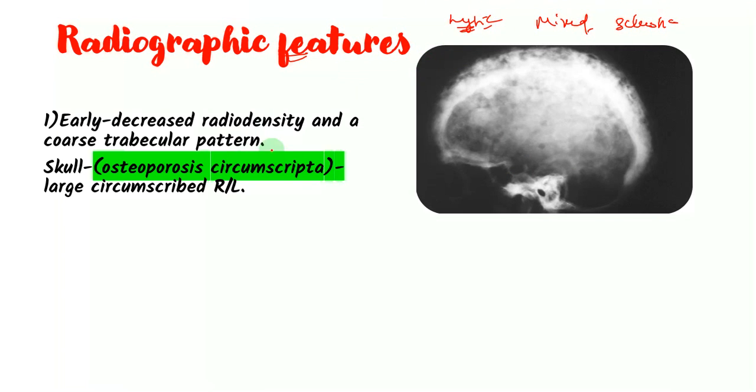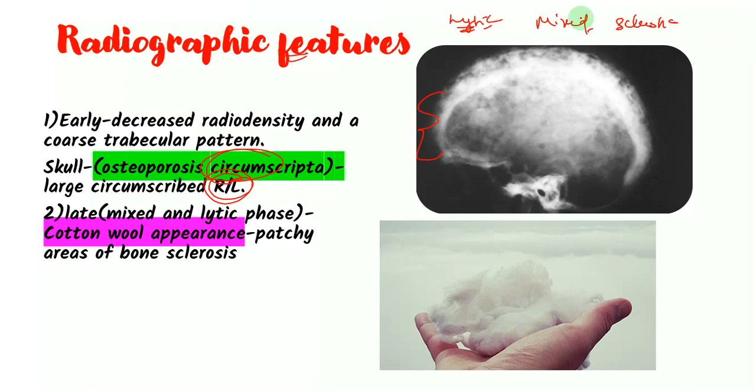So radiographically, again recalling the three phases, here you have the lytic, the mixed lytic and blastic, and the sclerotic phase. In the lytic phase, the most prominent feature is osteoporosis circumscripta. In the initial lytic phase, because of excessive active bone resorption, you see a well-defined radiolucency, particularly in the frontal bone. Following this is the mixed phase.